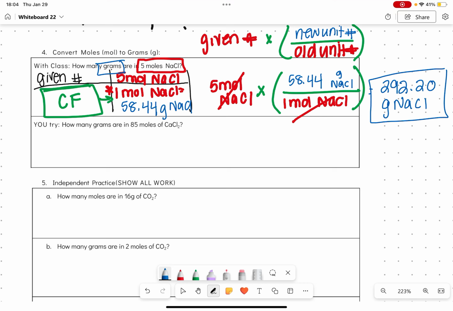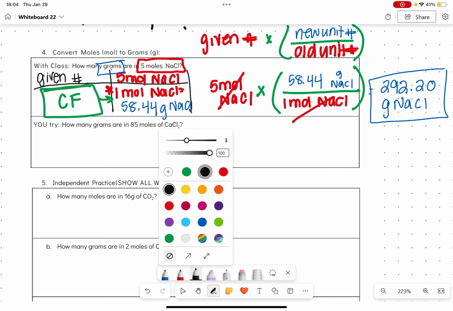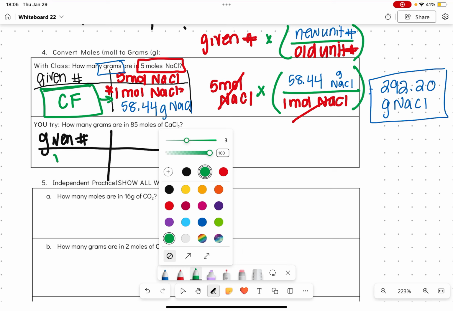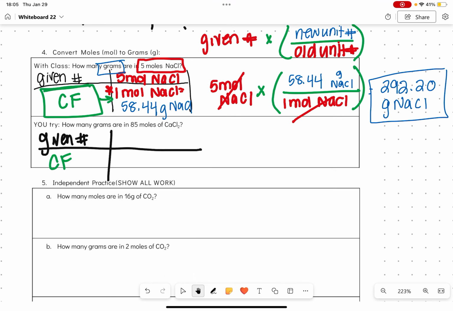What I want you to do right now is you are going to set up your conversion factor box. So you are going to do your given number, fill it out, and your conversion factor, and fill it out in the chart. Then you are going to set up your question. So, sorry, hold on, back up. 1, you're going to write your chart out.